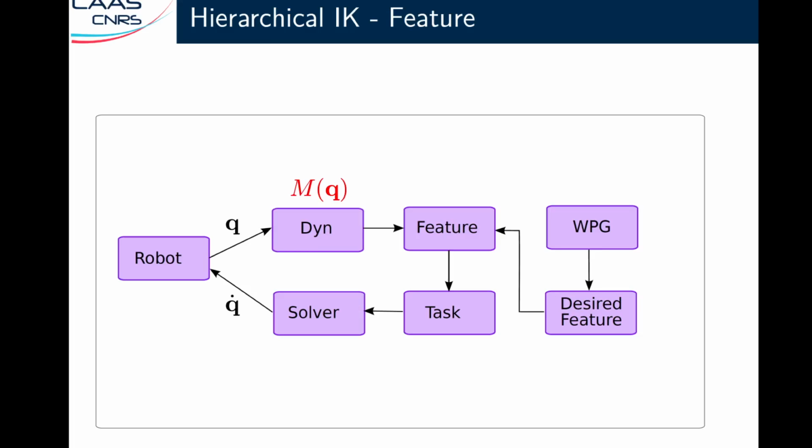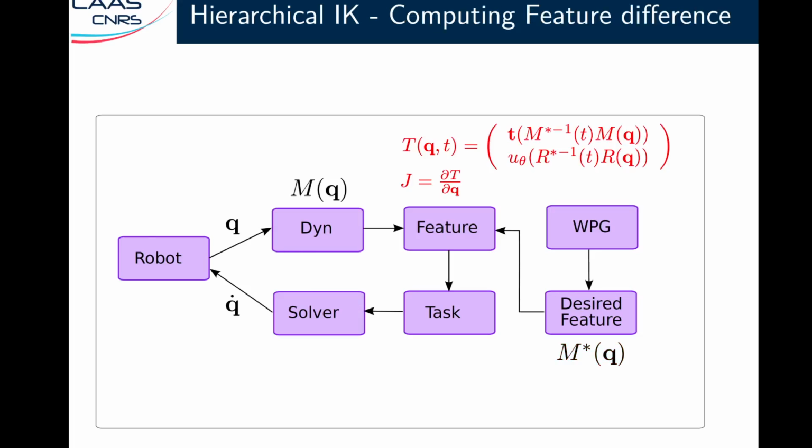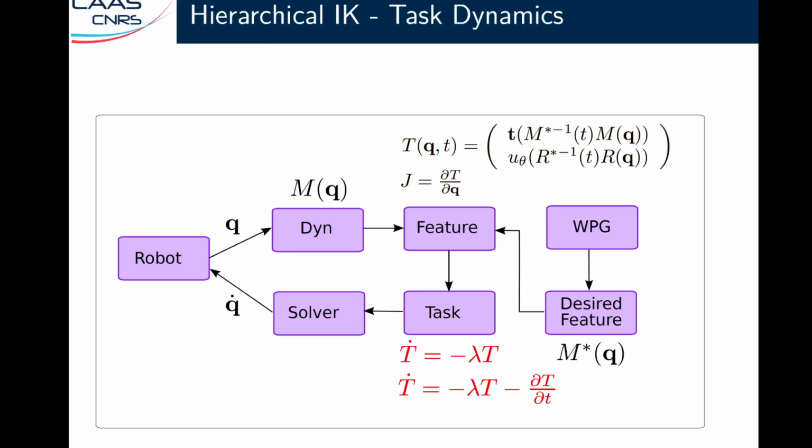On the other side, we are providing a walking pattern generator, which is generating a desired feature that we will call M star, which is another homogeneous matrix, but the one that you would like your robot to follow. So what does the feature do? It computes the difference between your desired feature and the current one, and it also provides a Jacobian of this feature. It is then used by the task, which is imposing a dynamics on the regulation of the error, which here is an exponential decay, which can also take into account the fact that your desired feature may change over time to do trajectory following or trajectory tracking.